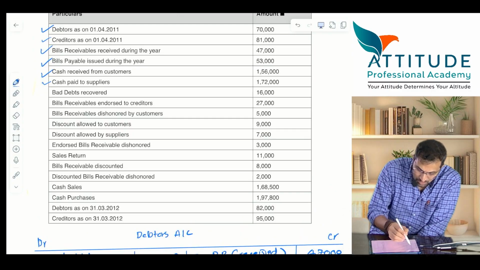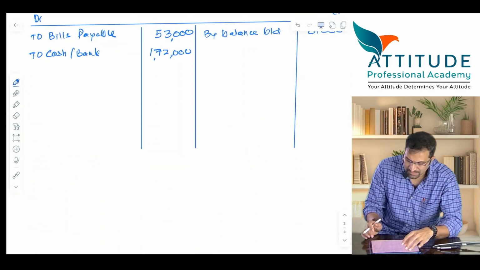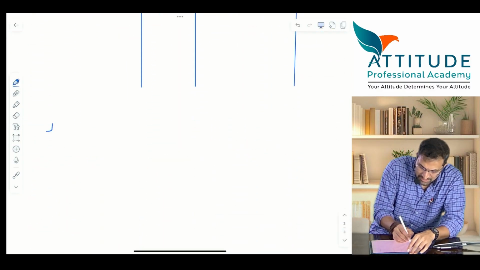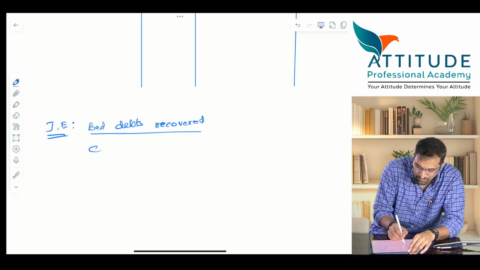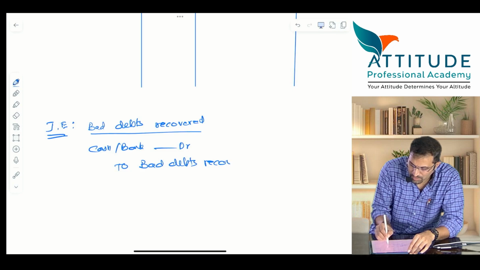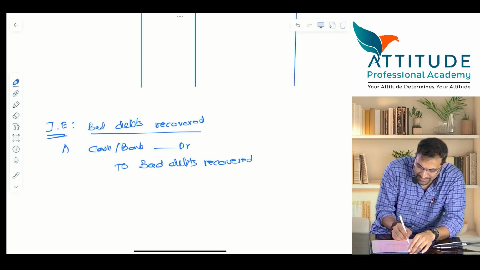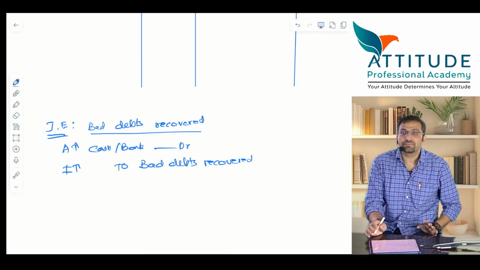Bad debts. Now, one second. Bad debts recovered. First you tell me the journal entry for bad debts recovered. Entry is cash or bank account debit to bad debts recovered. Explanation: asset increases and income increases. This is not going to affect your debtors account.